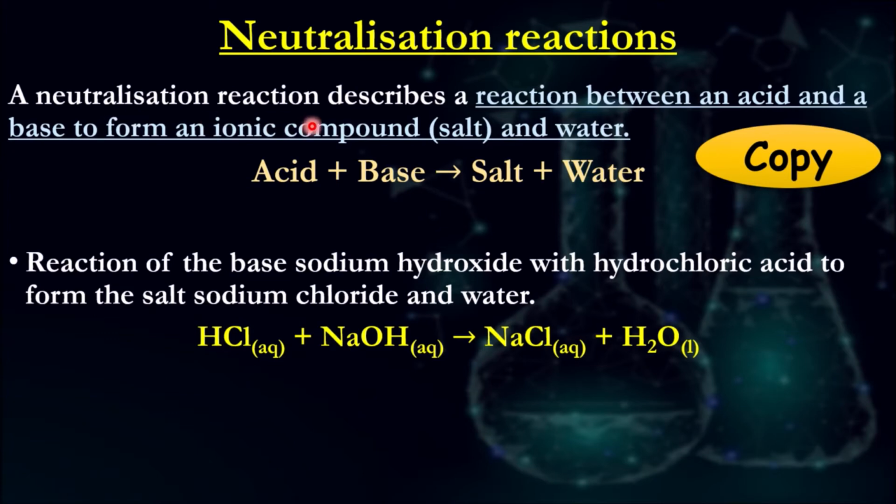A neutralization reaction describes acids and bases. You can almost say they cancel each other out to form an ionic compound, which is our salt, and water. So the example we had before was hydrochloric acid reacting with sodium hydroxide to make sodium chloride. This is table salt. Okay, so it's the salt that you can eat. This one here, table salt.